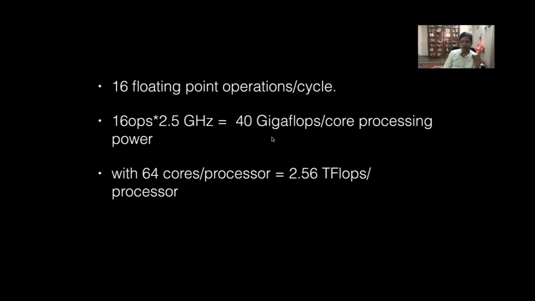But that is for one core, and I have 64 cores. I have 64 workers inside the CPU. So if I multiply 40 by 64, then I get 2.56 teraflops. It can do 2.56 times 10 to the 12 floating point operations per second. In practice, we do not get this many operations done because of various factors, but this is the peak performance. This is the peak power of the CPU.